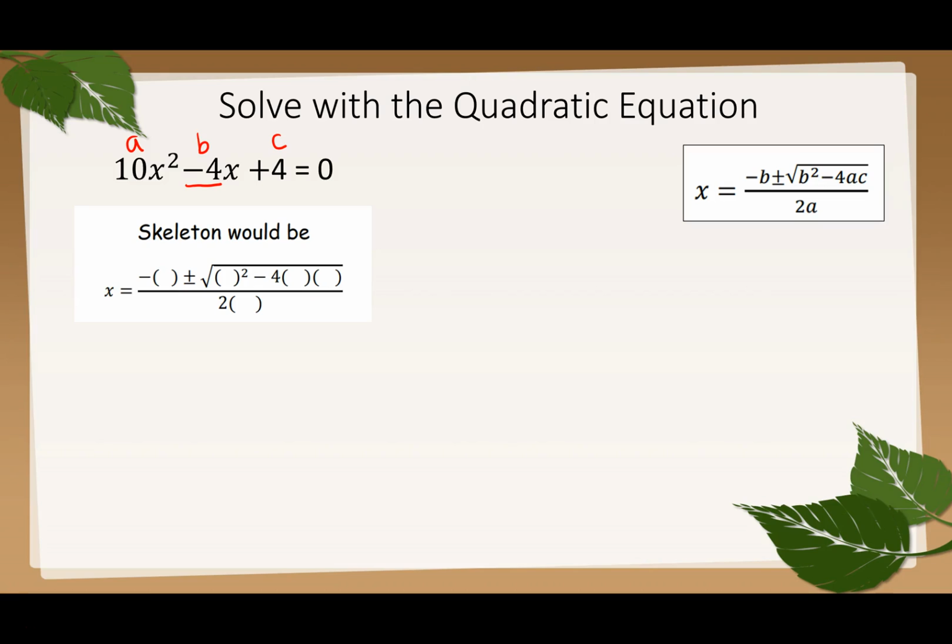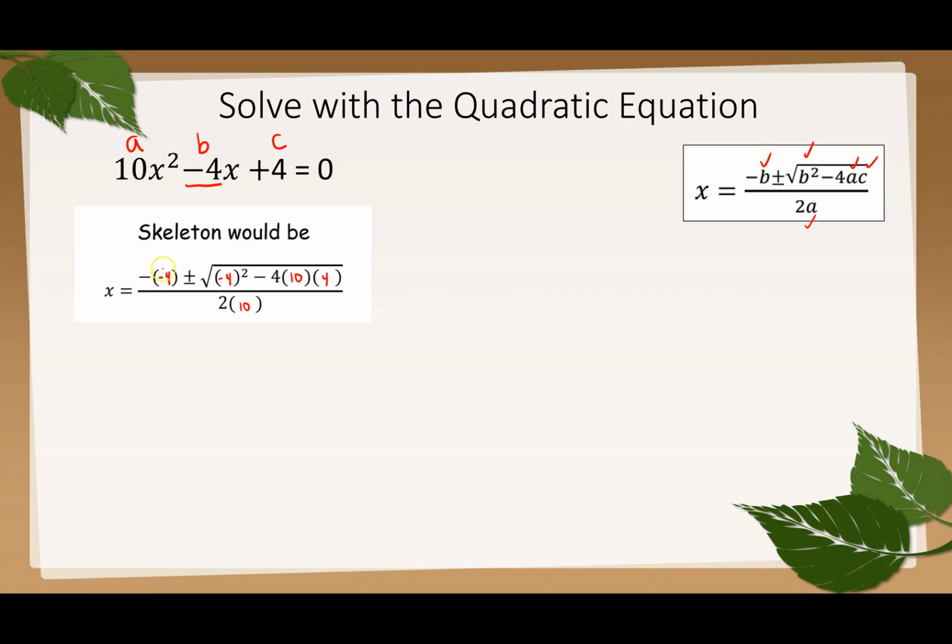So negative B would be a -4. And then I've got my B squared, which is a -4. My A is going to be a 10, my C is a 4, and my A is a 10. Let's just check that. My B should be -4s. Yep. My A's should be, here are my A's right here and here. My A should be a 10. Yep. And that C should be a 4. All right, so I'm in good shape.